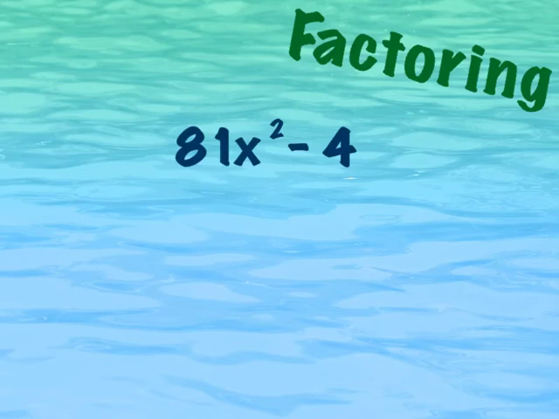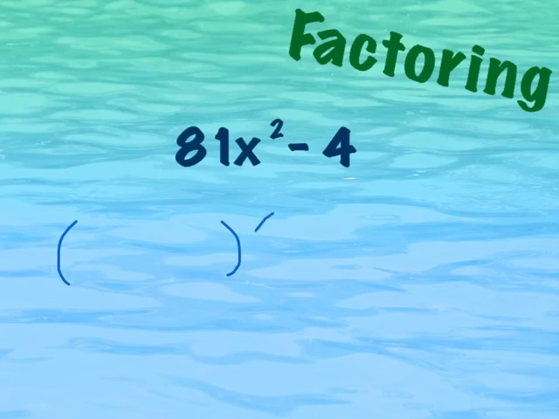Looking at our problem, we first check and see if there's a greatest common factor. Do we have a greatest common factor between 81 and 4? No, we do not. We have a binomial here, so we need to check if it's a difference of perfect squares. Can I take the square root of 81? Yes, the square root of 81 is 9. Can I take the square root of 4? Yes, the square root of 4 is 2. Is this a difference problem? Difference means subtraction, so yes, this is a difference problem.